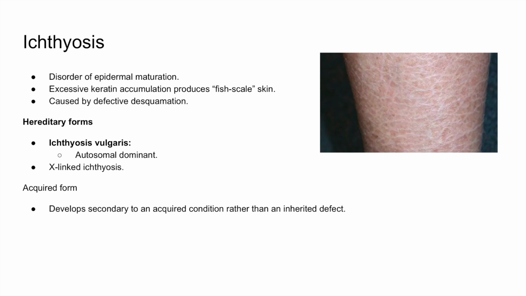X-linked ichthyosis results from steroid sulfatase deficiency and primarily affects males. When ichthyosis begins for the first time in an adult, consider an acquired cause rather than an inherited disorder. Important associations include medications, endocrine disease, HIV, and malignancy, classically Hodgkin's lymphoma.